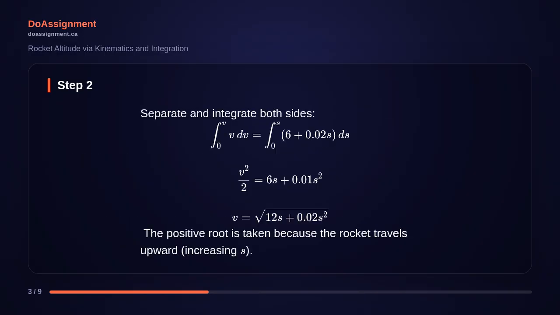We separate variables and integrate both sides. The left side gives v squared over 2, the right side gives 6s plus 0.01 s squared. Solving for v and taking the positive root since the rocket moves upward, we get v equals the square root of 12s plus 0.02 s squared.